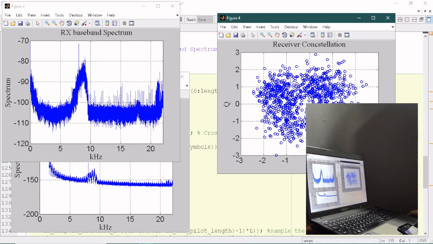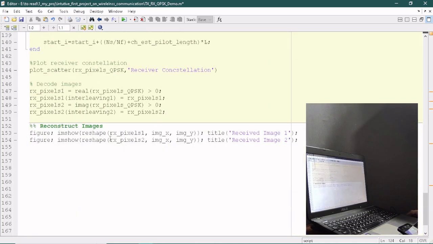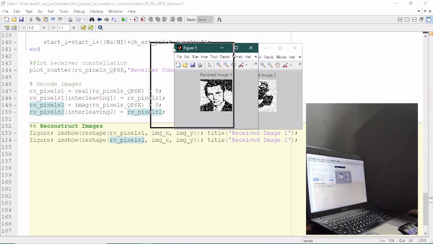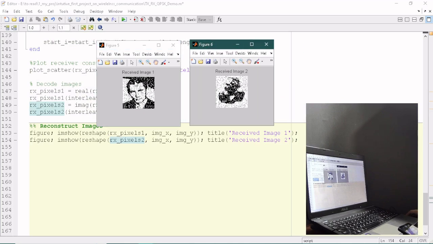So with this constellation diagram, we can have some intuition that maybe we can recognize the images, maybe not. So let's run the final part to see the images. Notice we can still recognize the images. If you squint your eyes, you can recognize the image for Shannon and Maxwell.